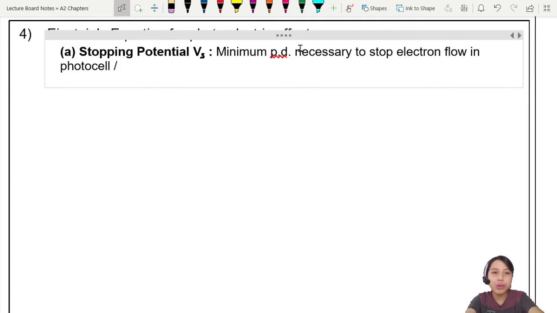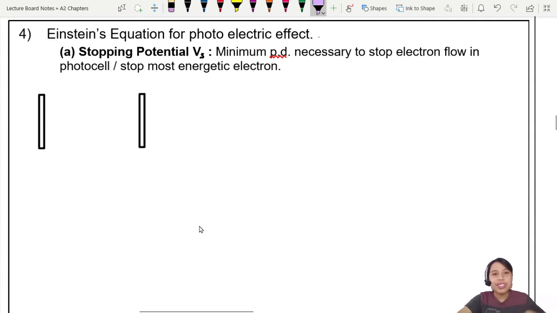Or you could also say that it is the minimum PD necessary to stop the most energetic electron from reaching the other side of the device. So there's a cathode, there's an anode. Now let's unpack this a little bit more. Let's say I have two plates. One will be the emitter, one will be the collector.